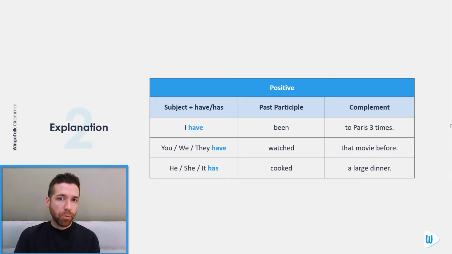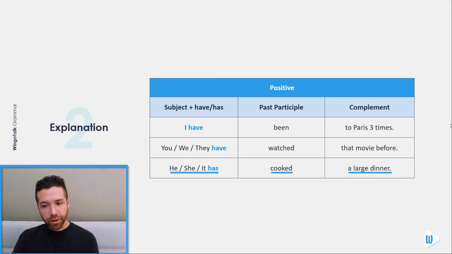Example sentences that are positive. I have been to Paris 3 times. We watched that movie before. He has cooked a large dinner.